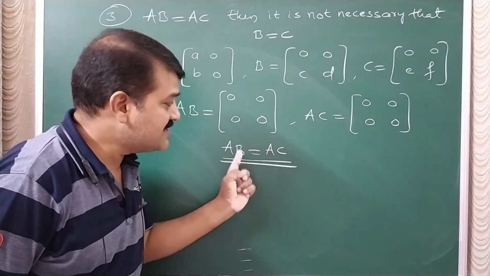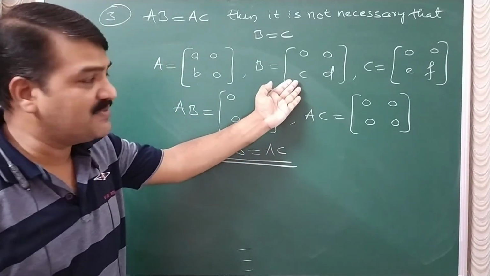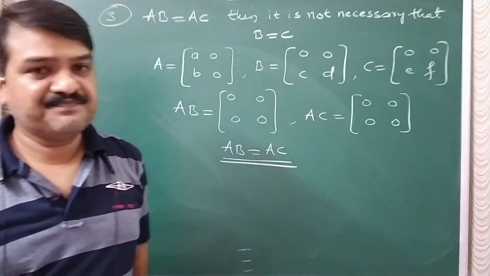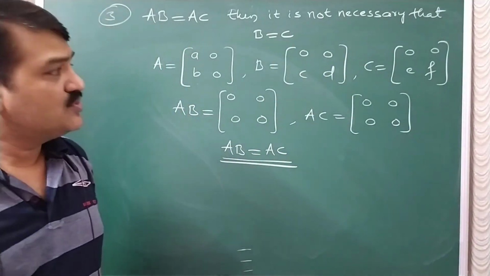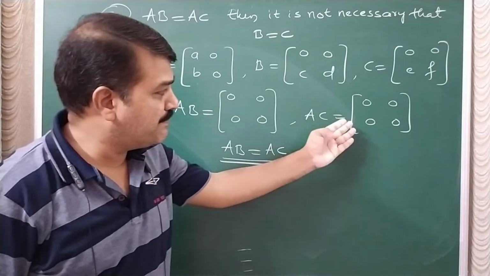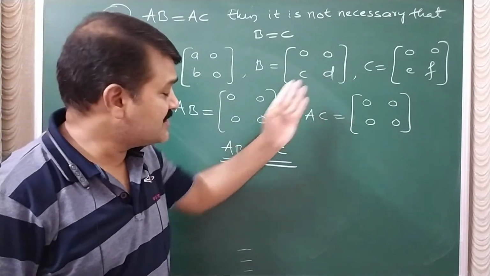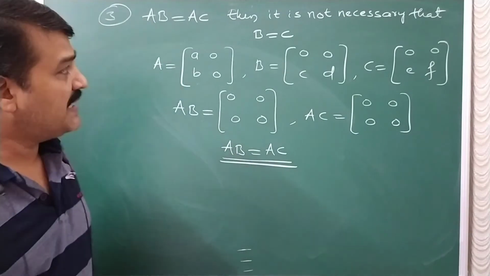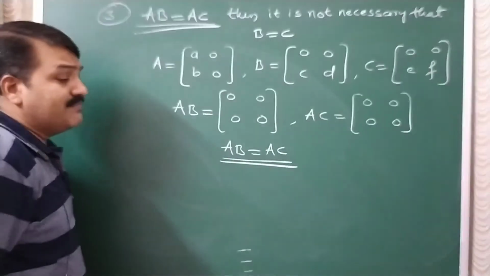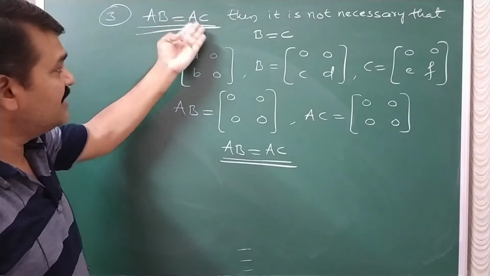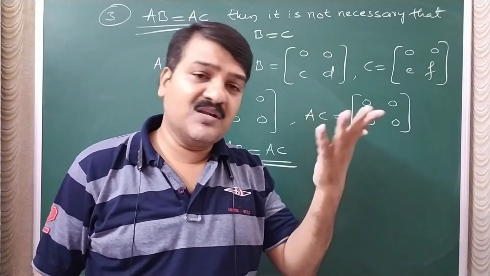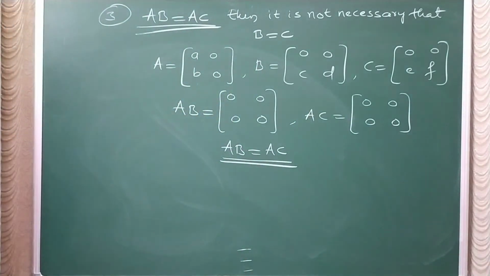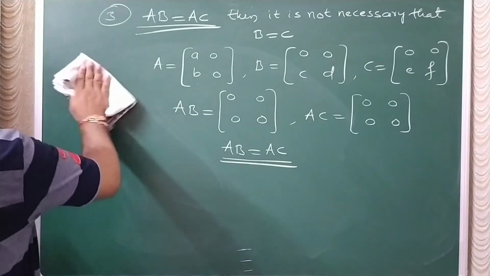But are B and C same? No, see, this is matrix B, this is matrix C, clearly they are not same. We assume that C, D, E, F are distinct. So clearly you can see AB and AC are same, but B is not same as C. So in matrices, whenever you get like this, it is not necessary that B is equal to C. When you get B is equal to C, I told you, when A inverse exists. What is A inverse and all those things we'll discuss in the later stages of the chapter. So this is basically the third property.